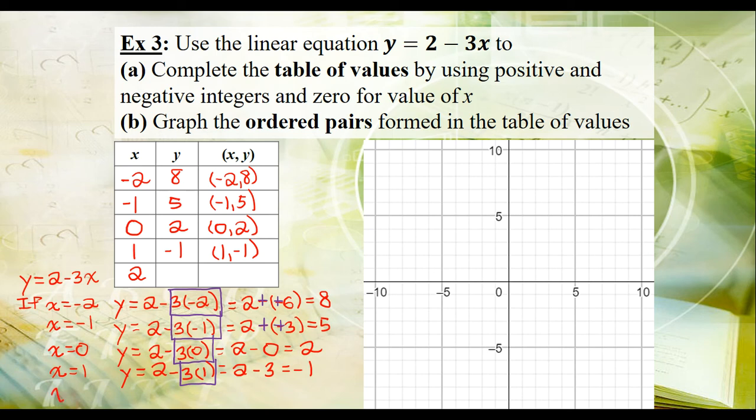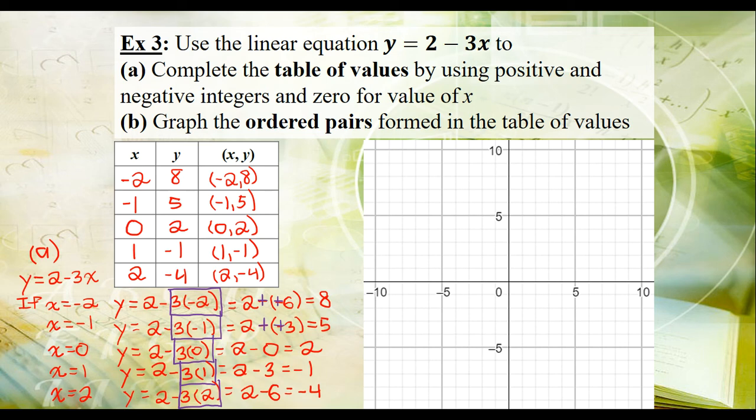And the final point would be x equals 2. Then you'd have y would be equal to 2 subtract 3 times 2. Again, order of operations. Got to do that multiplication before the subtraction. So 2 minus 6. 2 minus 6 would be -4. So we got -4 up here. We'd have 2 comma -4. Okay, that's part A.